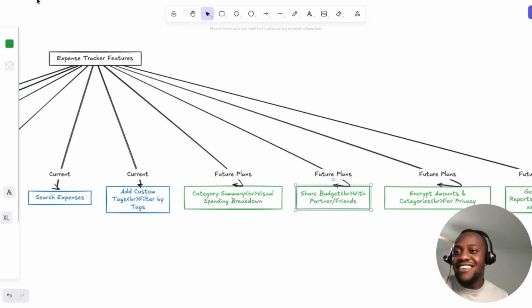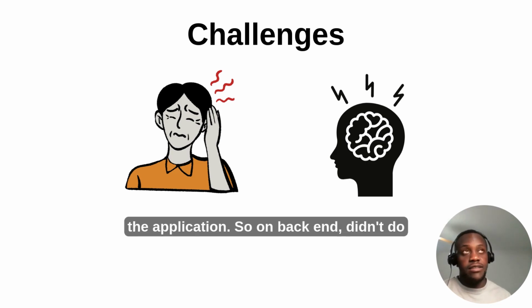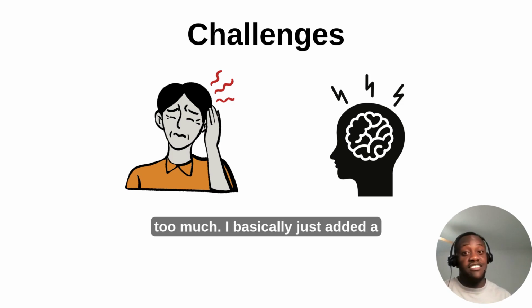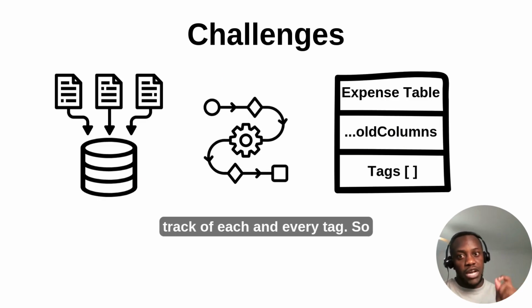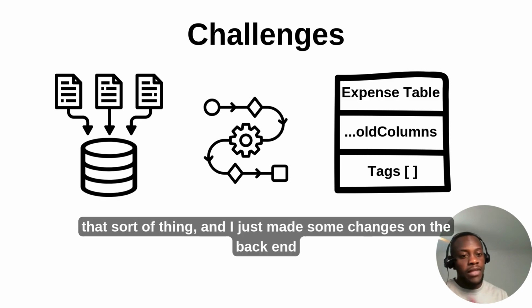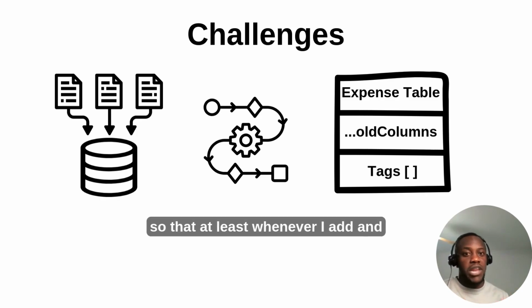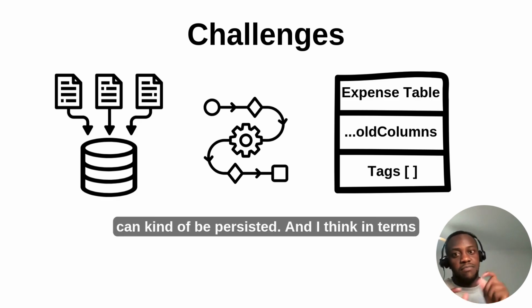So thank you. I'd maybe like to talk about some challenges I faced when I was building the application. So on the back end, I didn't do too much. I've basically just added a new column for tags because I wanted to keep track of each and every tag. So basically, I just added a column to my table, and I made some changes on the back end so that whenever I add a tag and assign it to an actual expense, it can be persisted.